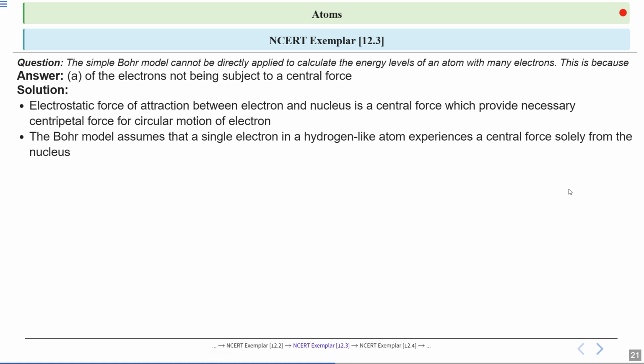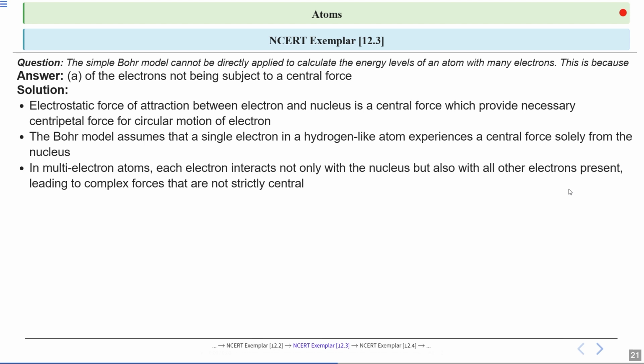Now the Bohr model works well for hydrogen, which has only one electron. In this case, the electron feels a force only from the nucleus. So it's a simple central force situation. The model assumes that the electron's motion is determined only by this attraction to the nucleus, with no other complications.